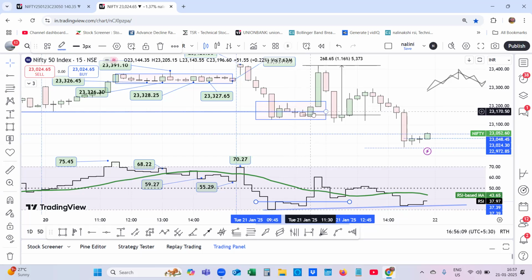23,217, and it has made a lower high, but the RSI has given a reading which is above that. That is like a shift in the market, a shift in the momentum, a shift in the structure. So this is how I started observing this.